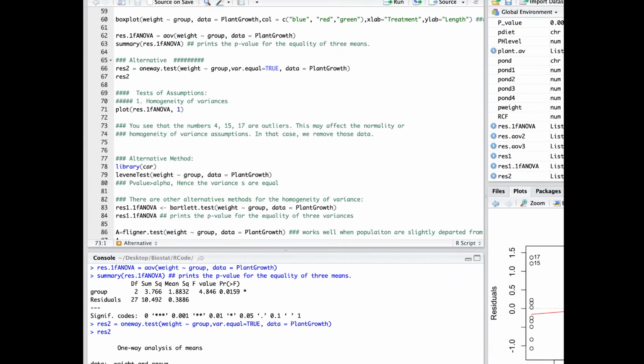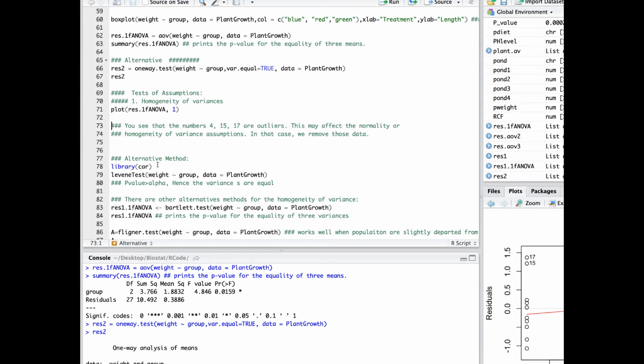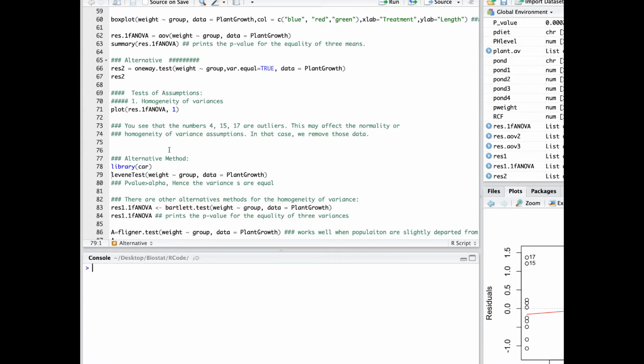But if you want to test the homogeneity of variance using a statistical method, we use the alternative method. That means we use the p-value. It will give you the p-value, okay? For that, we use the Levene's test. I think we discussed Levene's test when we did the two sample test for the variances, okay? So you need to call the library car, and then do the Levene's test, weight versus the group. And the data is the plant growth.